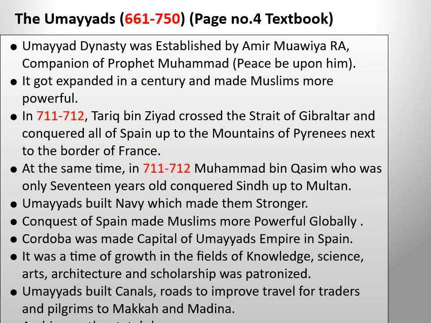Umayyads built a navy, which made them stronger. The conquest of Spain made Muslims more powerful globally. Cordoba in Spain was made the capital of the Umayyad empire. It was a time of growth in the fields of knowledge, science, arts, architecture, and scholarship was patronized. Umayyads built canals and roads to improve travel for traders and pilgrims to Mecca and Medina. Arabic was the state's language. Umayyads introduced the system of postal services as well.